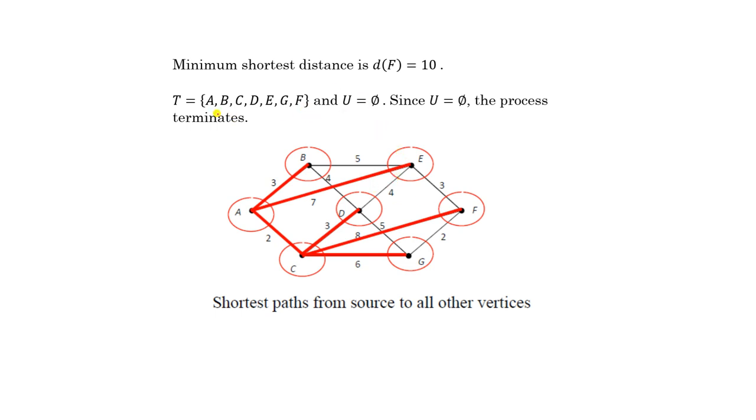Now T equals A, B, C, D, E, F, G and U is empty. All the vertices are covered, U is empty. It means the process terminates. So now we have the shortest path to each of the vertices of the graph from the source vertex, and these paths are shown in bold red lines. In this way you can apply this Dijkstra algorithm to find the shortest path to each vertex of the graph from a given vertex, that is the source vertex. I hope that you got the concept of this algorithm and now you know how to apply it.